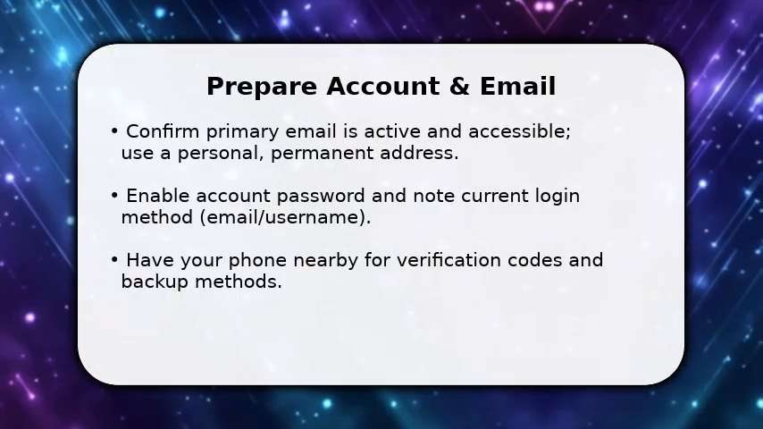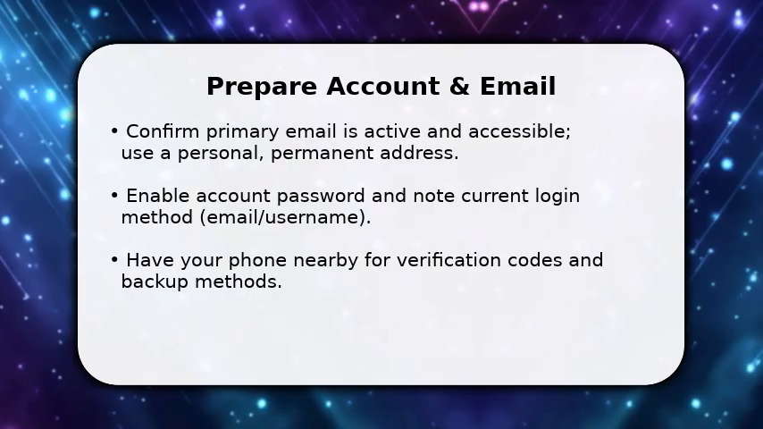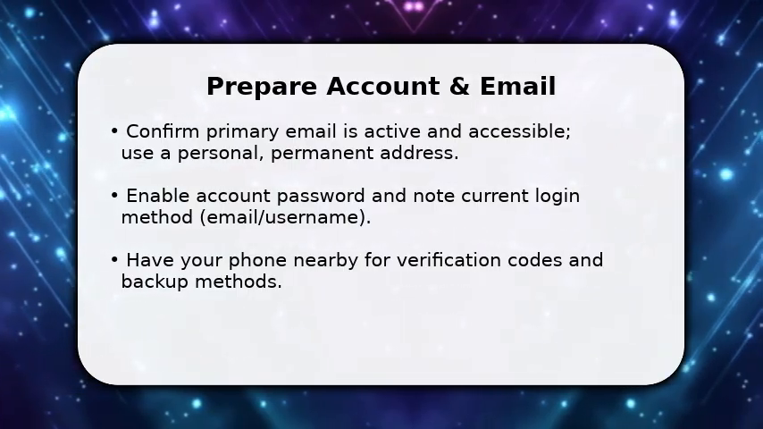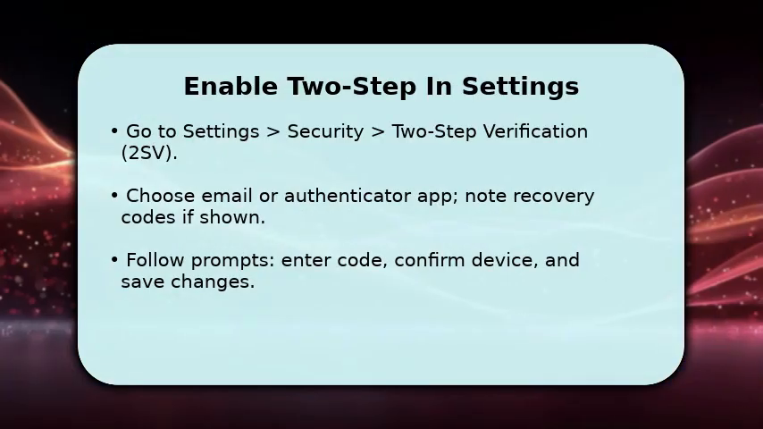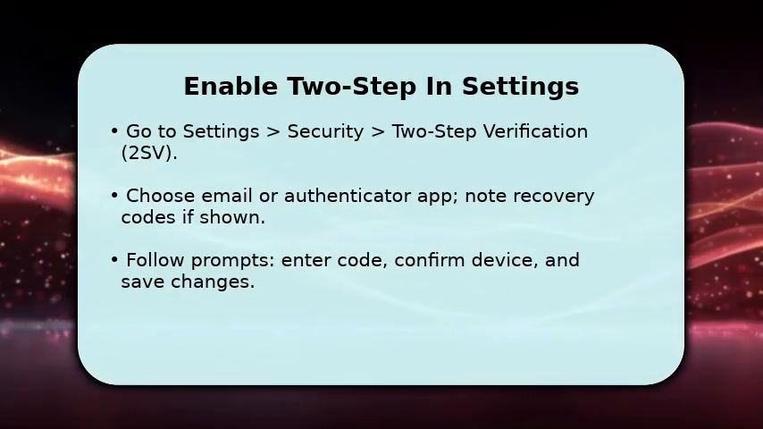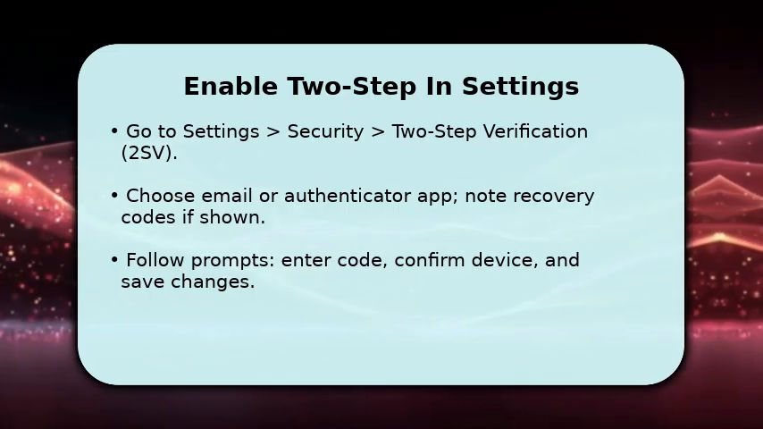Also, double-check your password now. If you need to change it, do that first so you don't lock yourself out while adding two-step verification. Now go to Settings, pick Security, and choose Two-Step Verification. Select whether you want codes via email or an authenticator app. Authenticator apps are faster and more secure, but email works if you prefer.